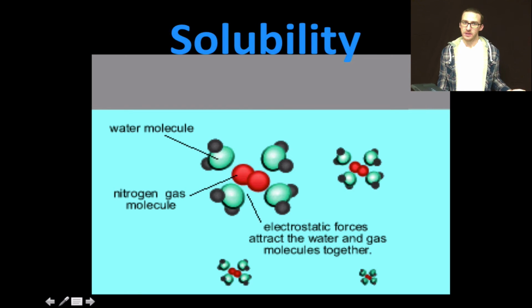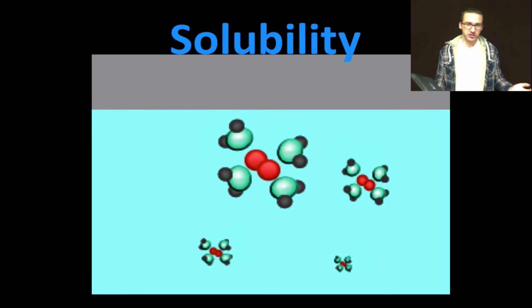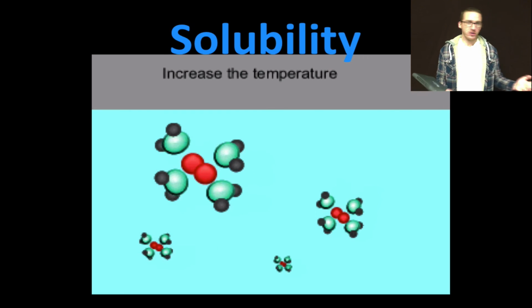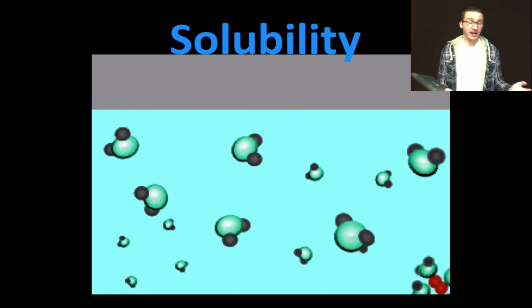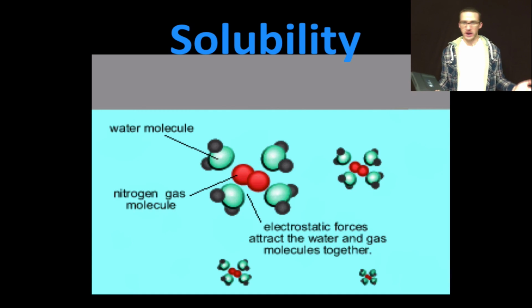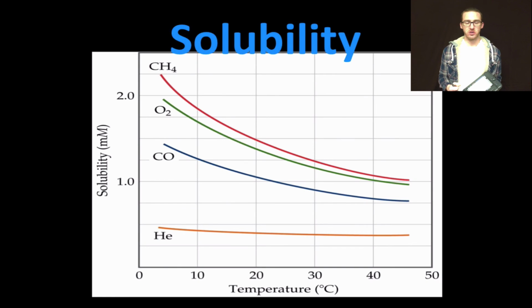When you increase the temperature, you're increasing the kinetic energy. And the more kinetic energy that those particles have, the more likely they are to overcome the intermolecular attractions between the water molecules and those gas particles. And so the gas particles are able to escape. So again, come back to this solubility graph for gases. Notice that as temperature increases, the solubility of gases will decrease.